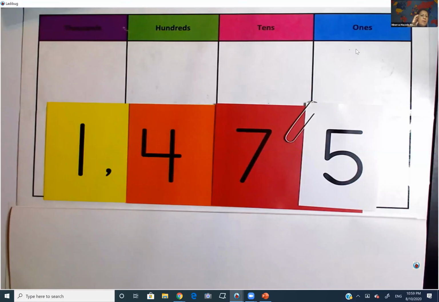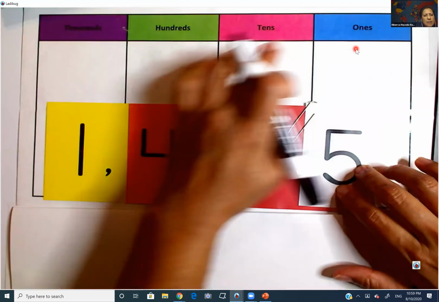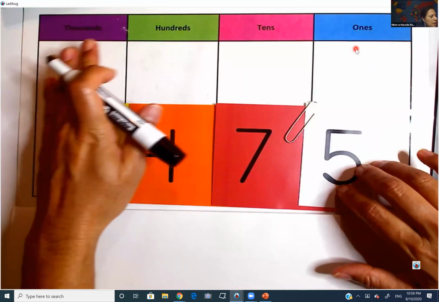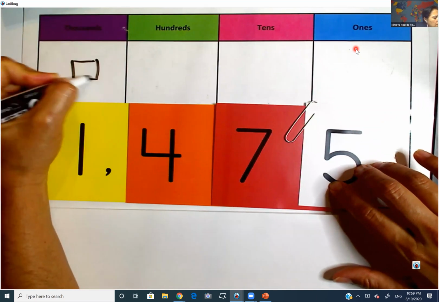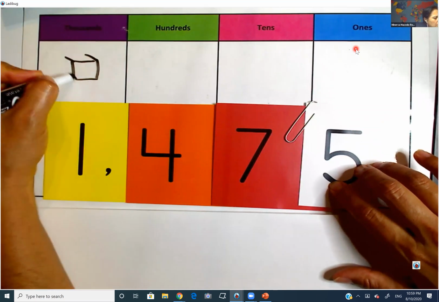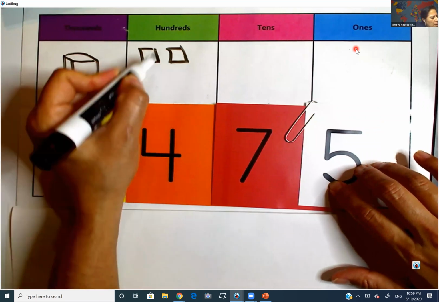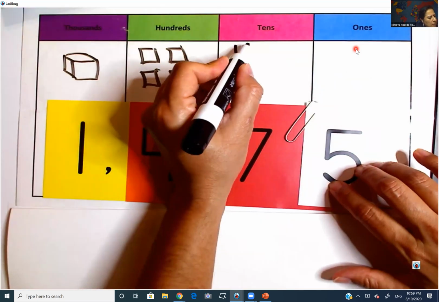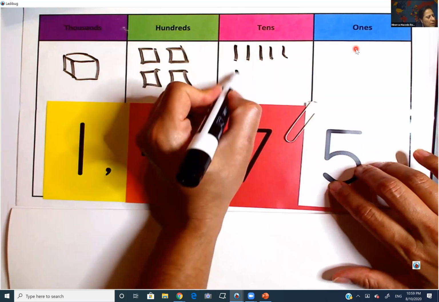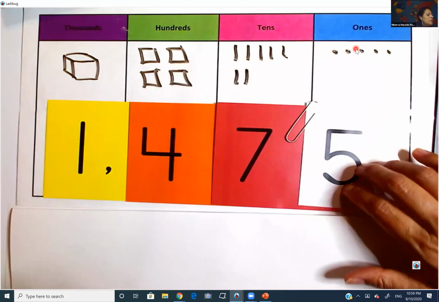Now let's look at the same number, and again, let's do the pictorial and then go to the expanded form. So we have, according to this, the ones, the tens, the hundreds, and the thousands. So I have 1,000, so you can do the picture of 1,000. We have 400: 100, 200, 300, 400. We have 7 tens: 1, 2, 3, 4, 5, 6, 7. And finally, we have 5 ones. I'm using ten frames because it's easier to do that.